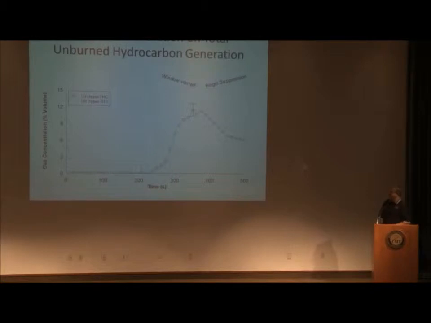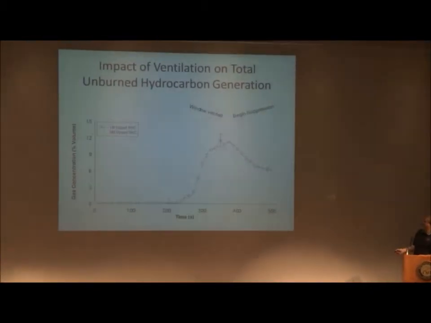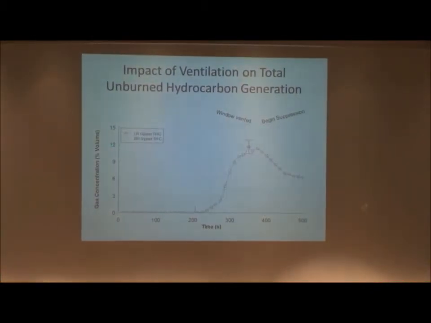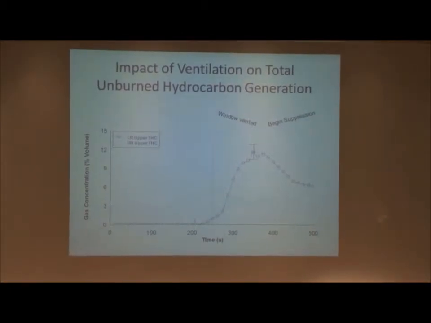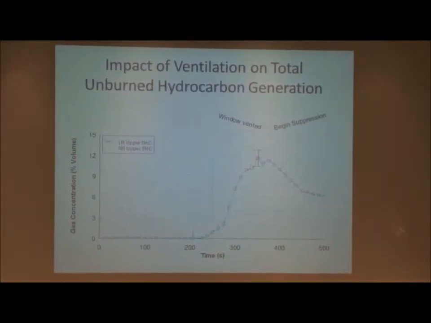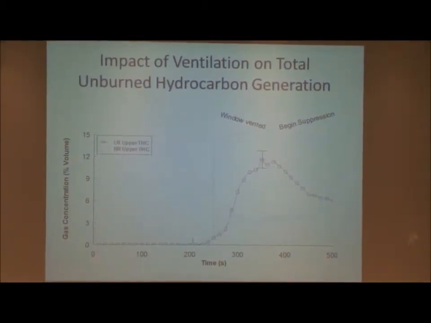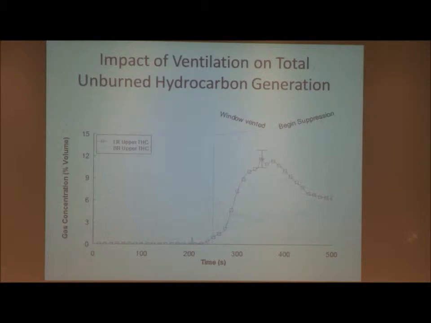Unburned hydrocarbons. Dan, what are you talking about? The science stuff. We've got 12% unburned hydrocarbons in the upper layer of the living room. So what that means is when stuff pyrolyzes and breaks down, even wood products like OSB, you're generating things like acetylene and methane. Fuel gases are coming off there, plus the soot particles that can burn.